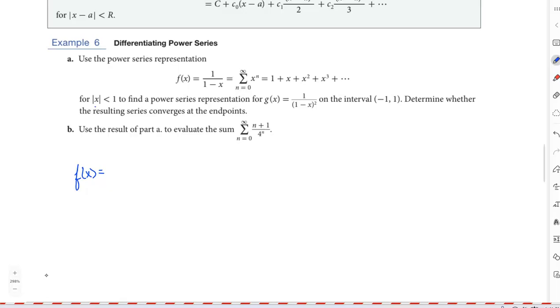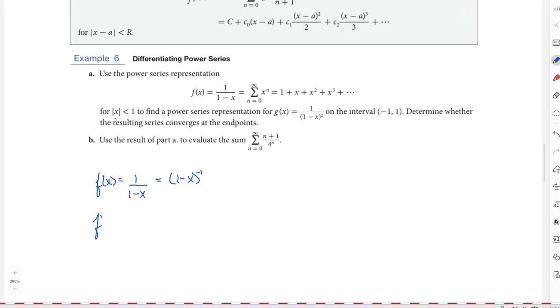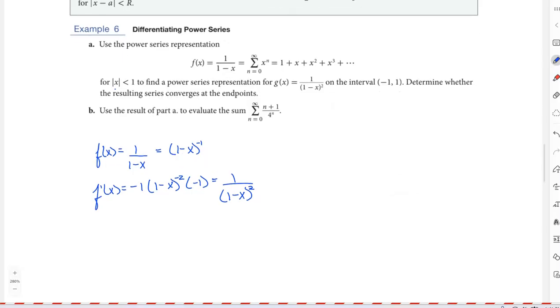F of x is 1 over 1 minus x. I could write that as 1 minus x to the negative 1. And if I were to take the derivative, I could use the power rule and chain rule. Bring the exponent down, subtract 1 from the exponent, take the derivative of the inside. So I'm going to get 1 over 1 minus x quantity squared. And that happens to be what I'm looking for.